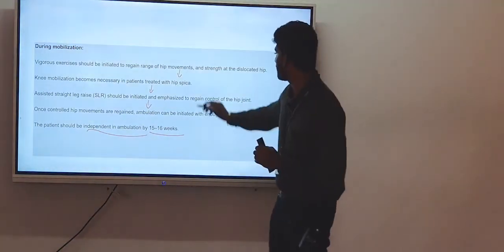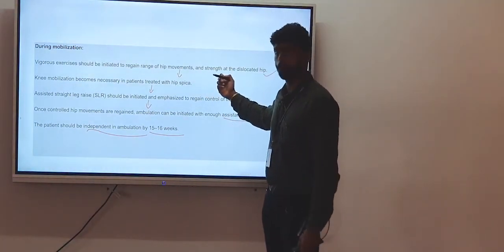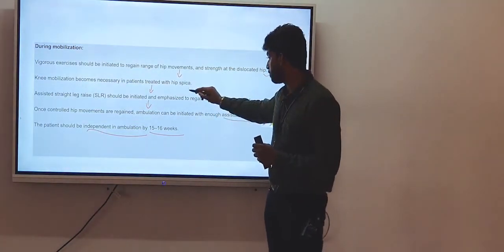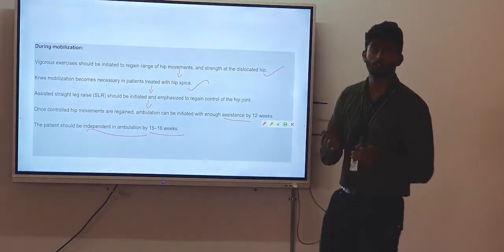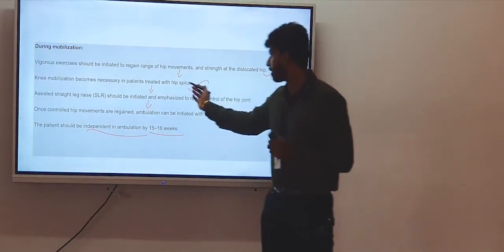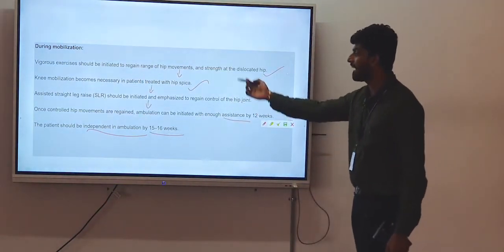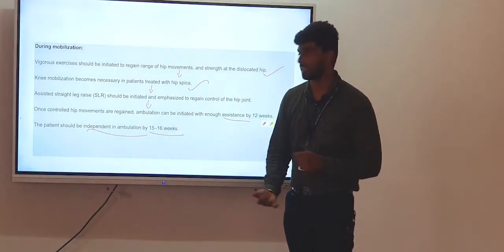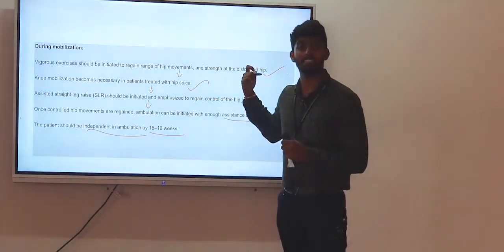For training that, these things are necessary: strengthening of the hip joint muscles for gait training, as well as mobilization if the patient is treated with a hip spica, so that the immobilization does not affect the knee joint. Once we are done with that, we start the assisted SLR. As I told you, it is a part of the gait cycle. Once the patient is fine with the assisted SLR, you go to the SLR.